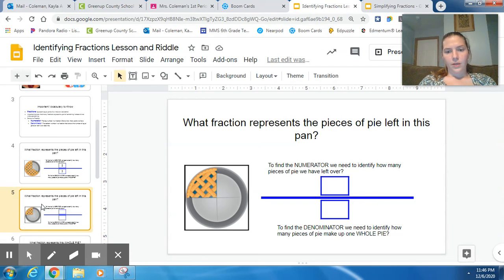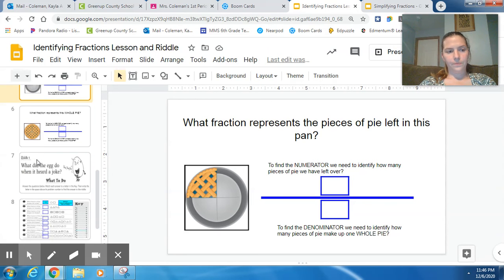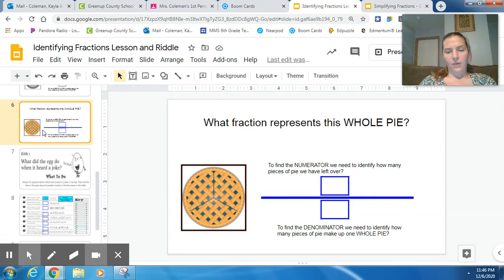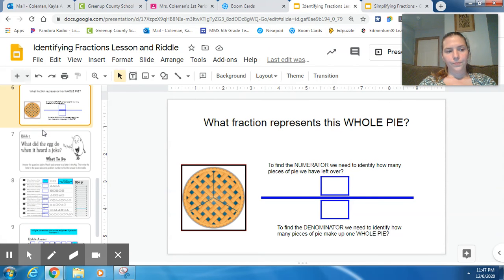Okay, this is going to be a practice problem for you. You need to identify the numerator and the denominator of the blueberry pie in this pan. Think about how many pieces we have, how many pieces make up the whole. You have to know which one goes on top, which one goes on the bottom. Same thing with this one.